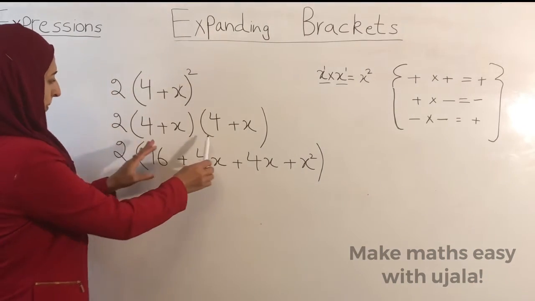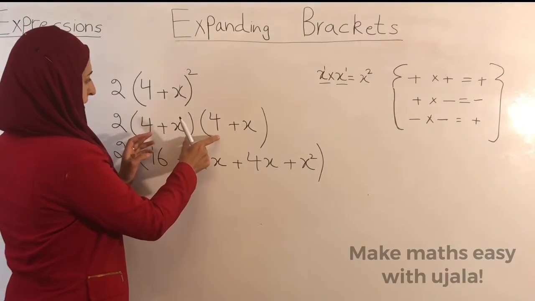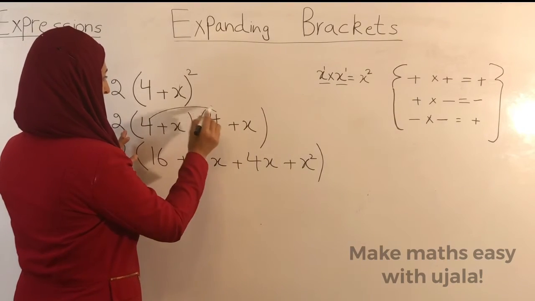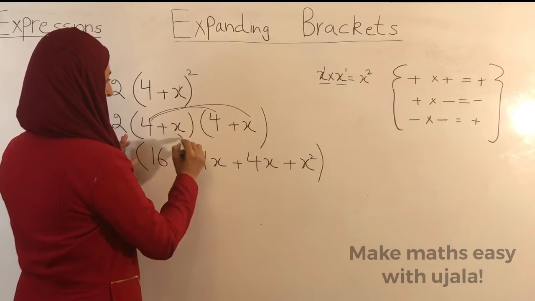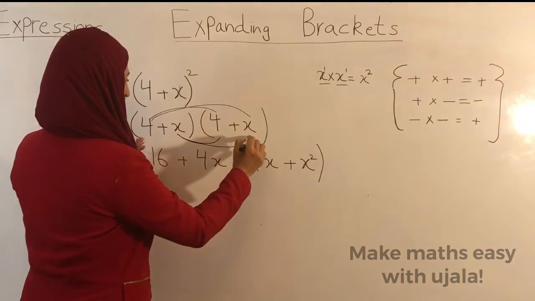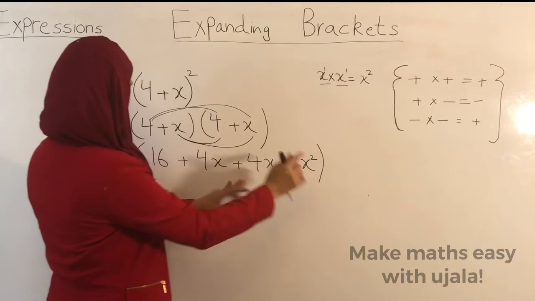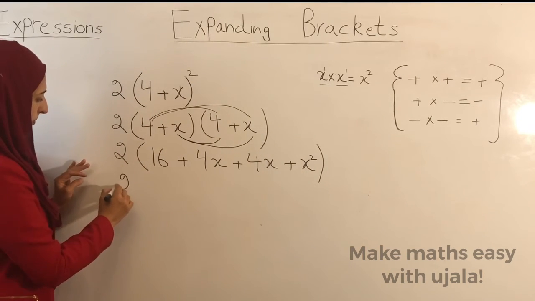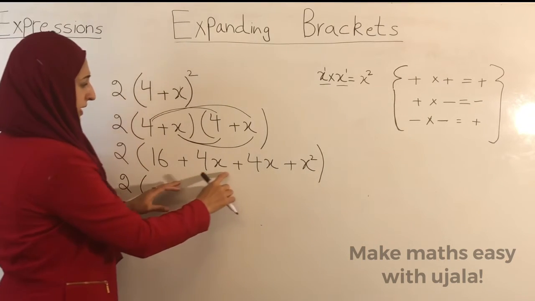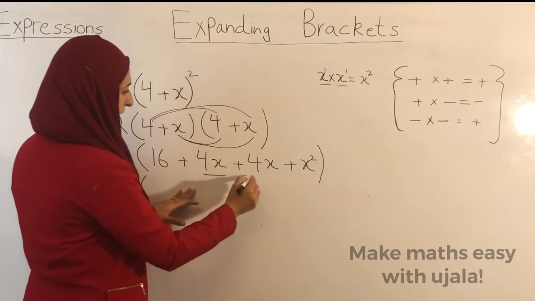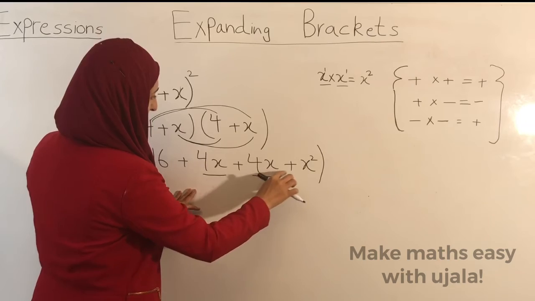So we have expanded this bracket by multiplying everything from one bracket with the other bracket. So we got 16 plus 4x plus x squared. The next step, we are going to collect the like terms. Look over if there are any like terms. Yes, 4x, they are exactly the same.